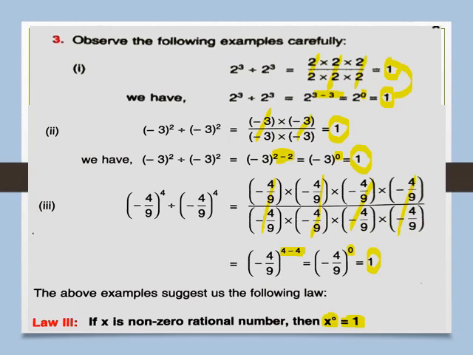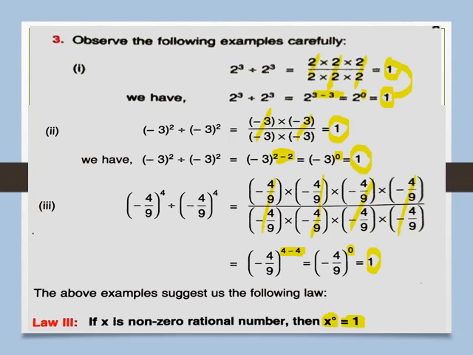Your answer is 1. The same way, if you take the laws of exponent, use the second law of exponent. Bases are equal and there is a division sign, so the power gets subtracted. So here 2 minus 2. 2 minus 2 means what? It is 0. So here again the answer is 1.